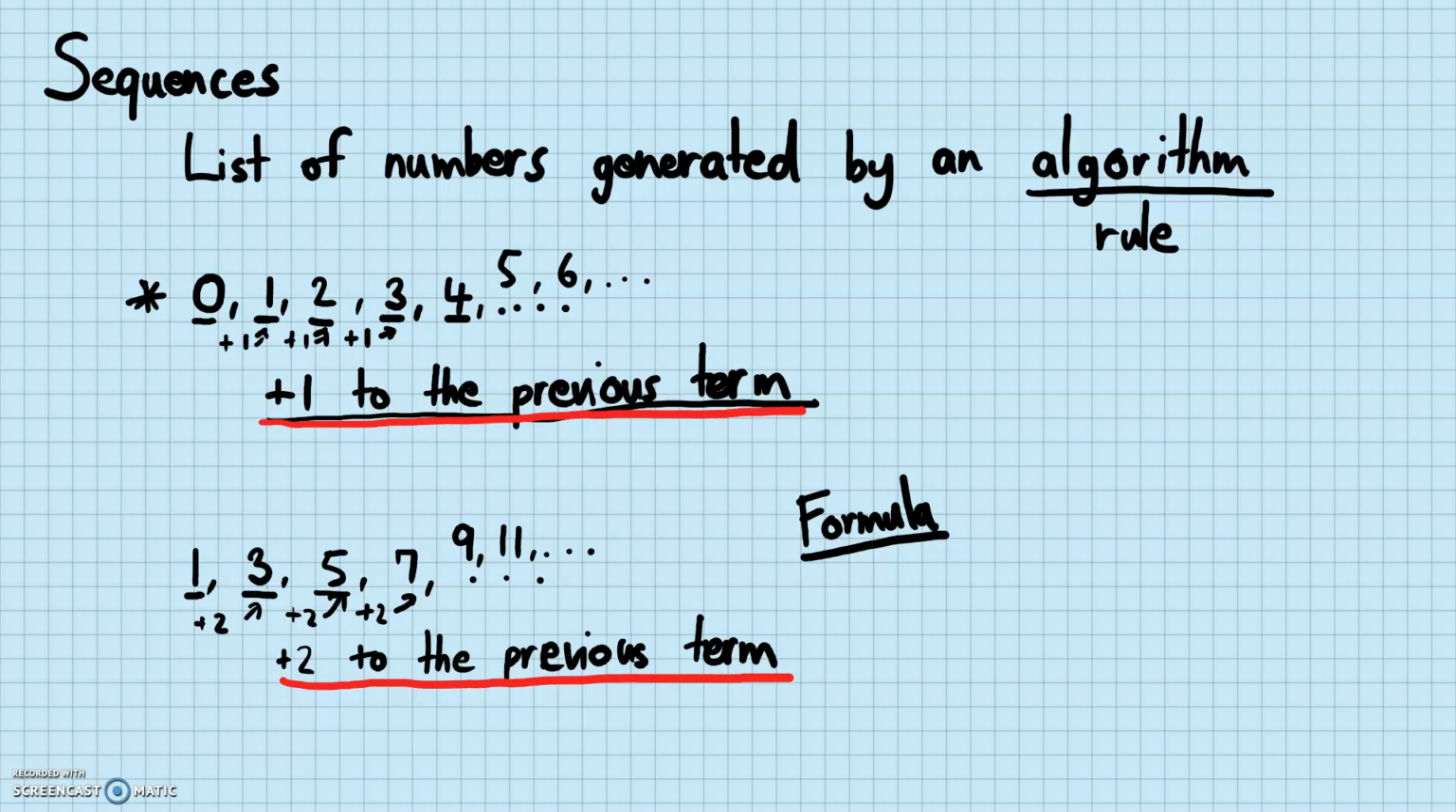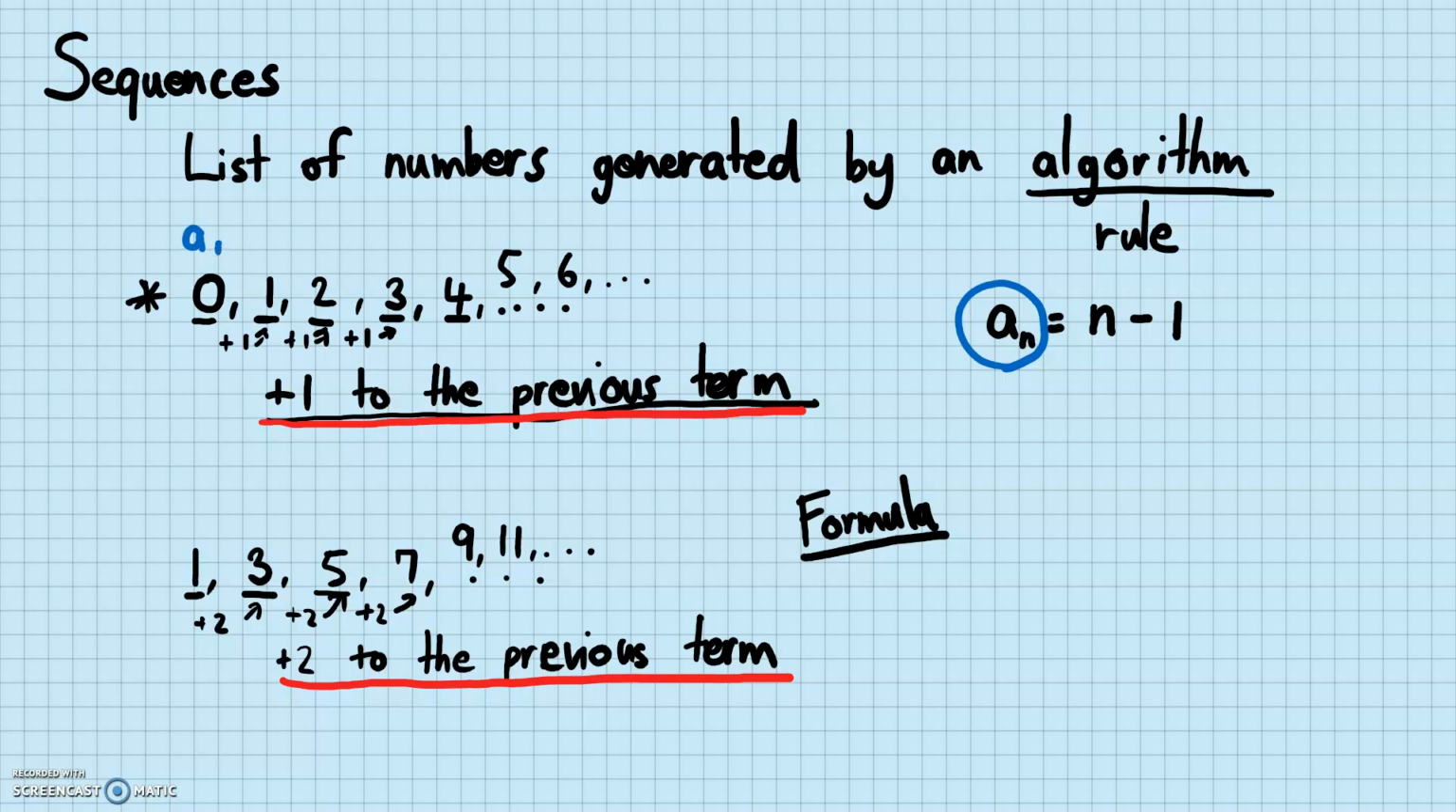So let's say for our first sequence here, I'm just going to write the algorithm, and I'll explain what each of the terms mean in the algorithm. So for this sequence here, the algorithm is going to be a sub n equals n minus 1. Okay, so what do we mean by a sub n? A sub n means the nth term. So for example, a sub 1 is the first term.